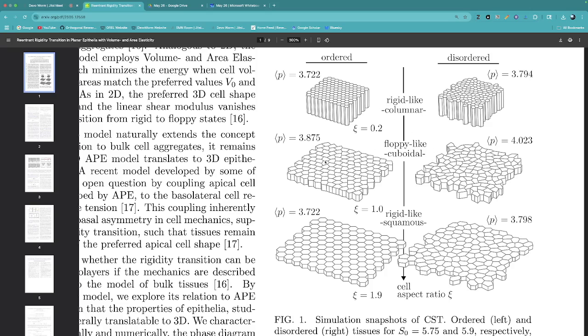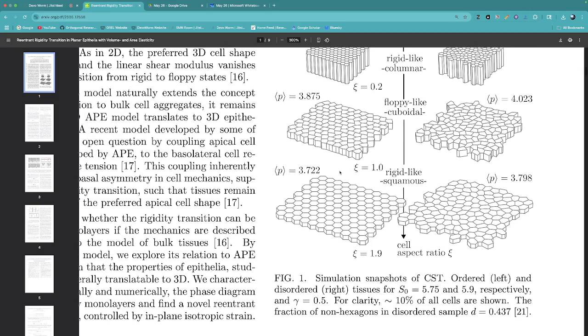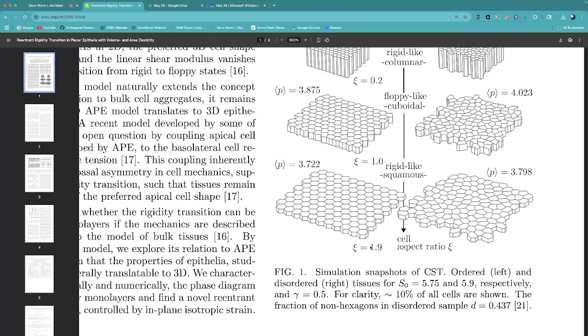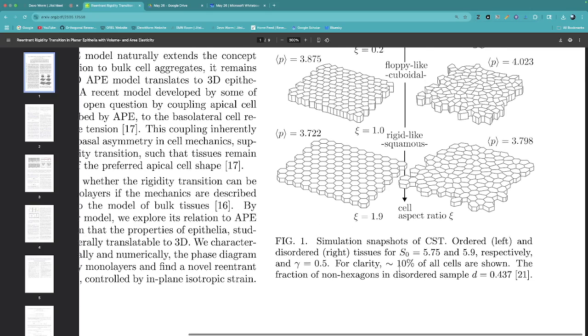So this is where we have the same kind of thing, where we have ordered and disordered. Then we have rigid like squamous, where we have the ordered and disordered as well. So they're doing these simulation snapshots of these sheets, and it says, for clarity, around 10% of all cells are shown. The fraction of non-hexagons in disordered sample, D equals 0.437.